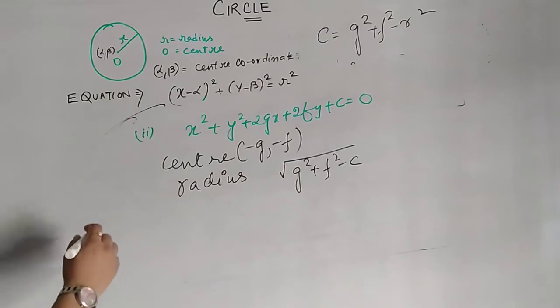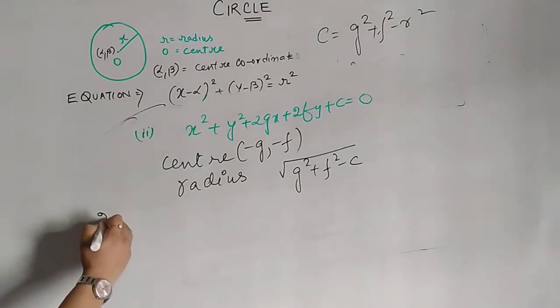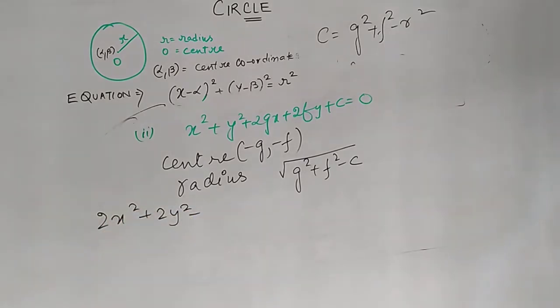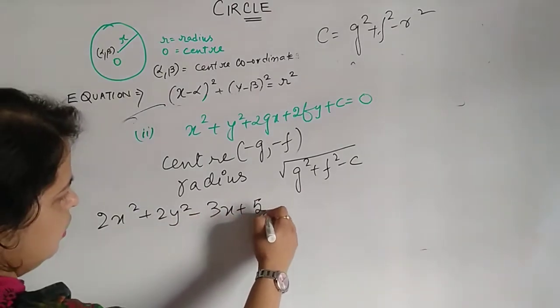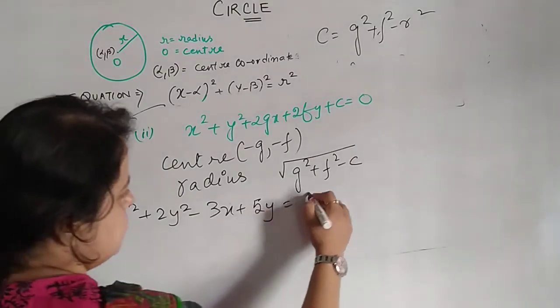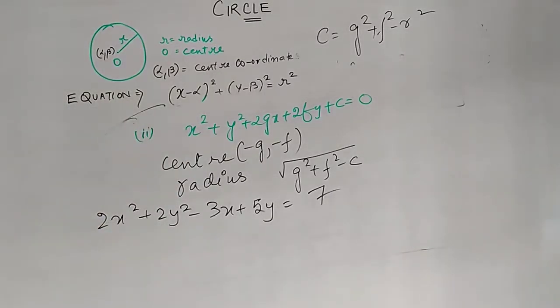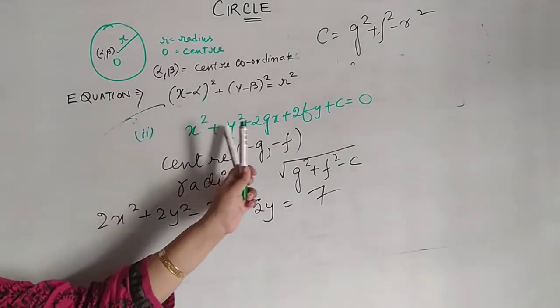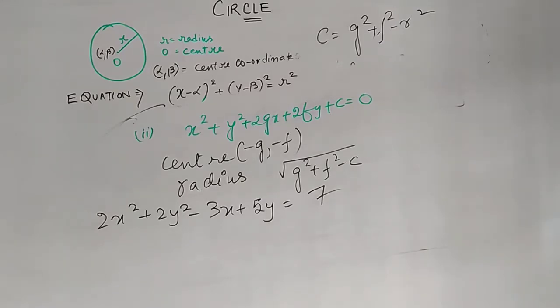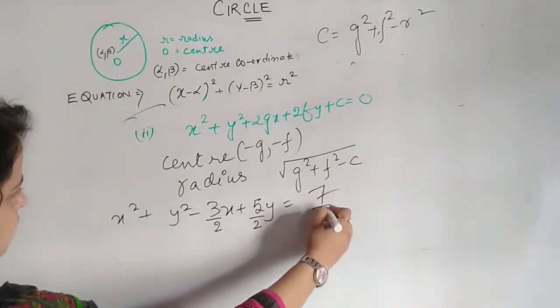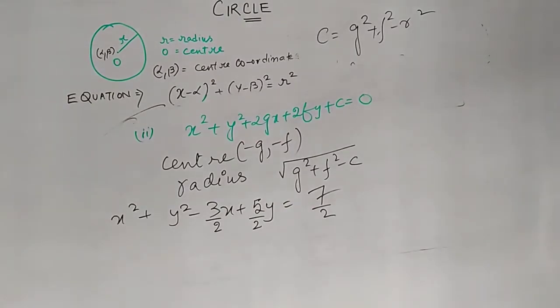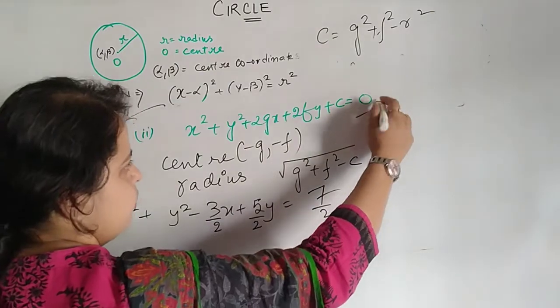Let's see that. Suppose you have a problem, say 2x square plus 2y square minus 3x plus 5y equals, say, 7. And we are asked to find the radius and center coordinates. First of all, make the coefficients of x square and y square away. So for that, if you are going to remove this 2 from here, you are going to get this divided throughout by 2.